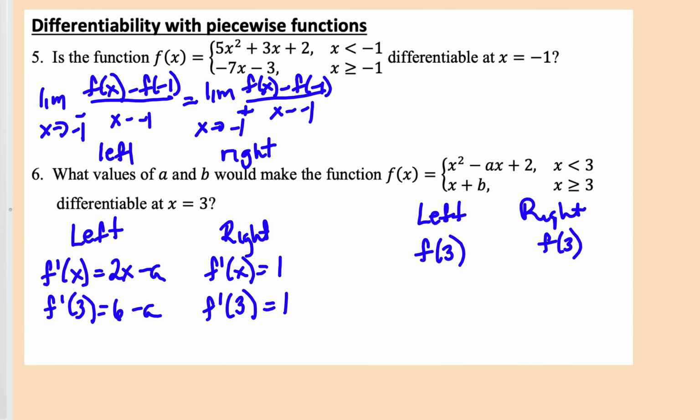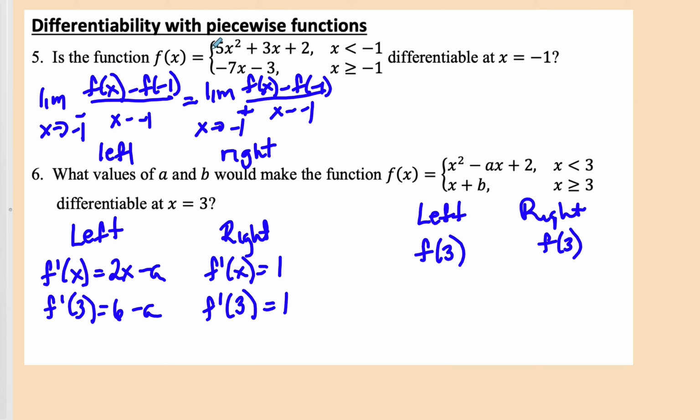Okay, differentiability with piecewise functions. So this is a piecewise function. I want to know if it's differentiable at -1. Weird things happen where the pieces kind of meet. So what we need to make sure is that the left limit is equal to the right limit. And we've got to make sure that at -1, both of these points are the same. So maybe we should do that first.